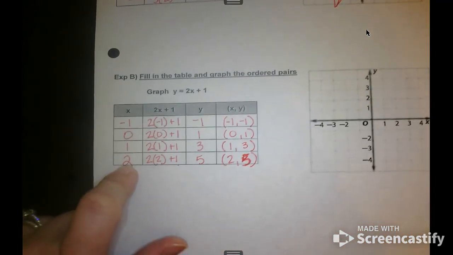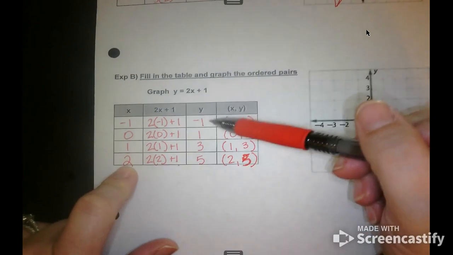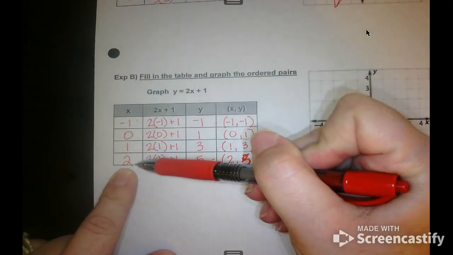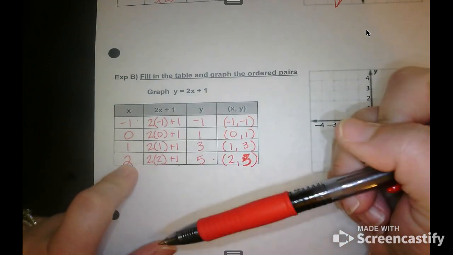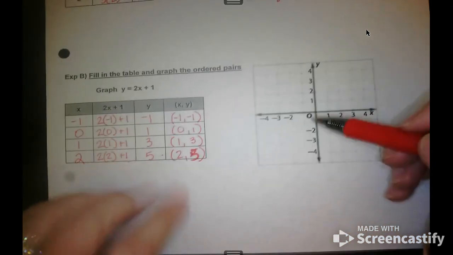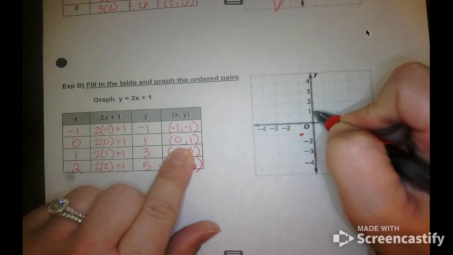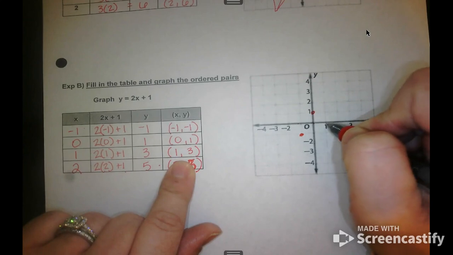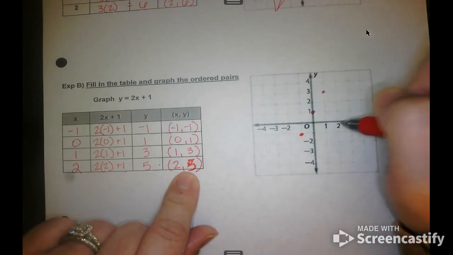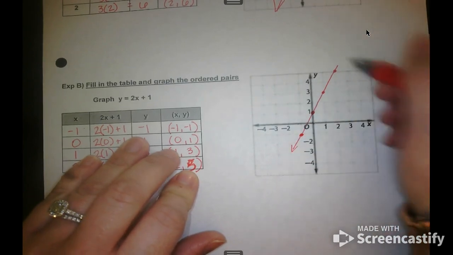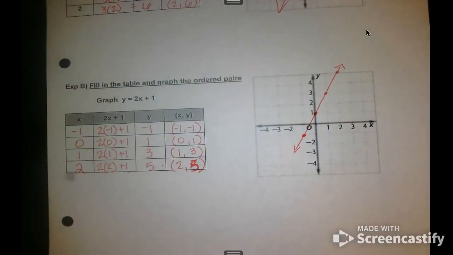Okay. What do you notice happened to my y every time? It goes up by 2. What happened to my x every time? By 1. So was it linear? Yes. All right, so now I'm plotting this. I have negative 1, negative 1. I have 0, 1, 1, 3, and 2, 5. Does that give me a nice line? Yes. So all I'm doing is plugging a number into the formula and graphing the points.